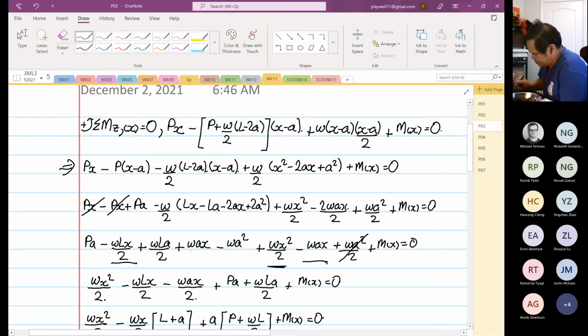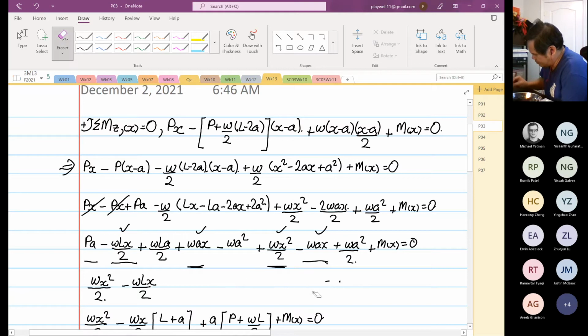This term will disappear. So over here, this term, and this term over here, will disappear, right? Because plus omega ax minus omega ax will disappear. Okay, so we have done this, this, this, and this. Okay, so I need to get rid of this expression over here. Okay, so I've done that. Then you have the plus PA still there. So I think I'll wipe this off. So plus PA.